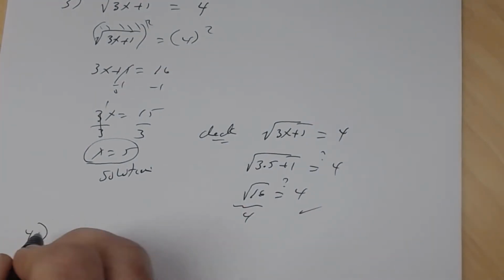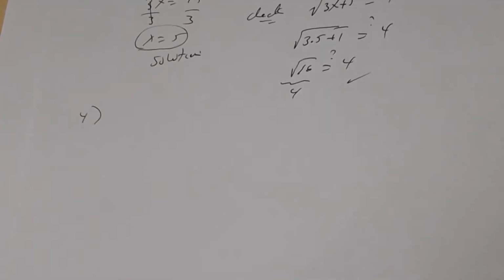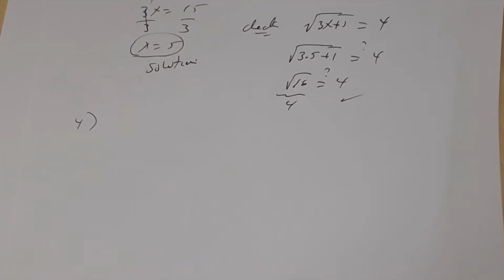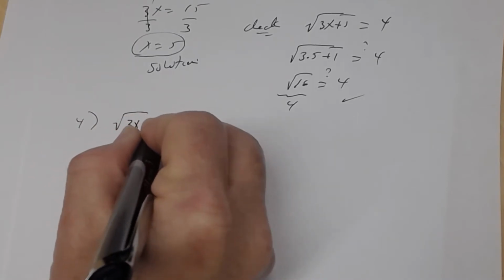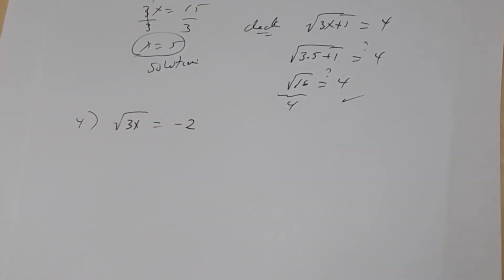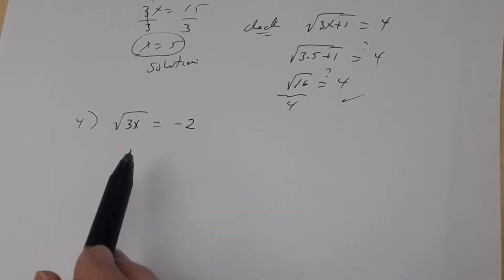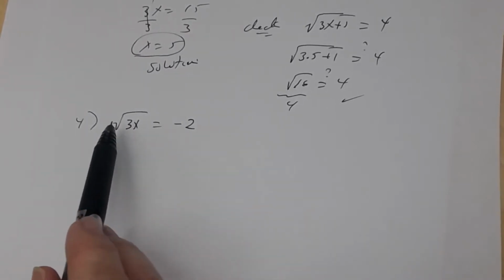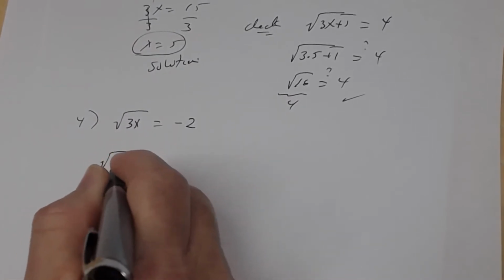Okay, number 4. All right, number 4, let's suppose we had the square root of 3x is equal to -2. The square root of 3x is equal to -2. All right, now, I have the radical by itself. This is a square root, so I'm going to square both sides. So I'll go ahead and square both sides.